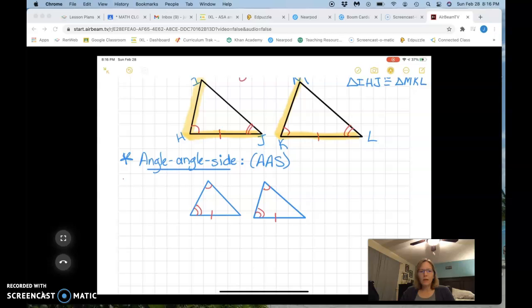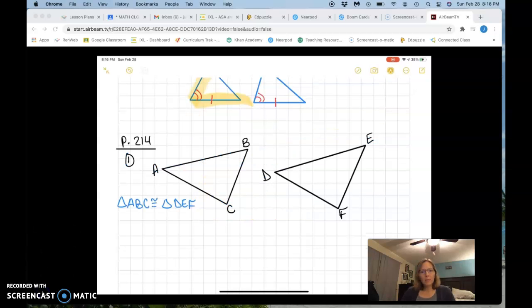All right, there's one more that's not in this section of the book. I don't know why, but you will see it on IXL, so I want to go over it quickly. It's called angle, angle, side. And so what that means is you have an angle right next to another angle that's congruent, and then a side is next to those two. All right, so that's angle, angle, side.